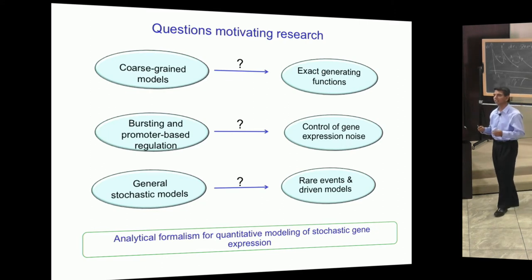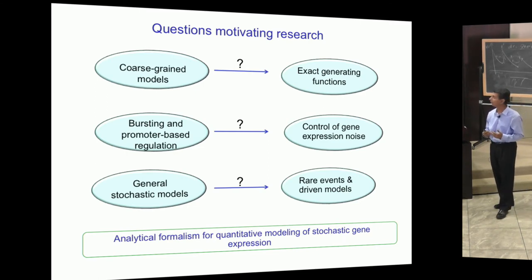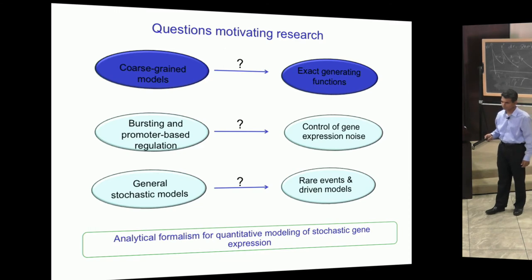And then, more generally, I want to look at a general class of stochastic models. And what can we say about the probabilities of rare events, in particular large deviations in gene expression? Because so far the focus has been on the mean and the variance. But as we see, these are really rare events that are driving it. So we need a framework for calculating the probability of rare events, understanding how these rare events arise. Okay? So I'm going to begin with first the simplest models and how we can actually obtain exact generating functions.